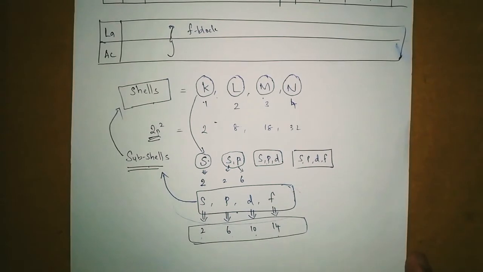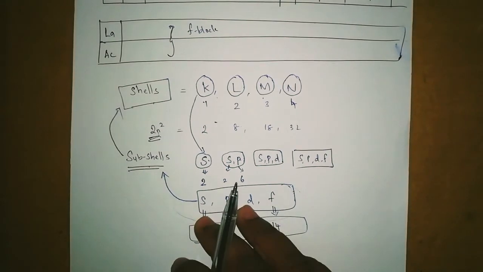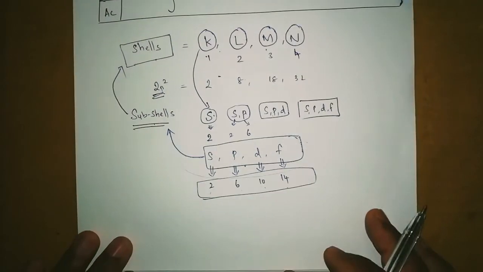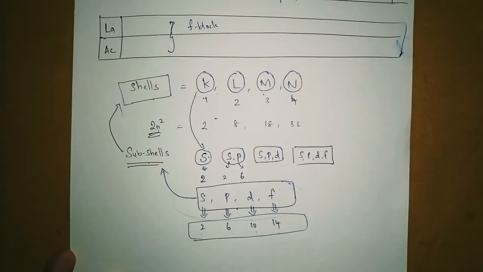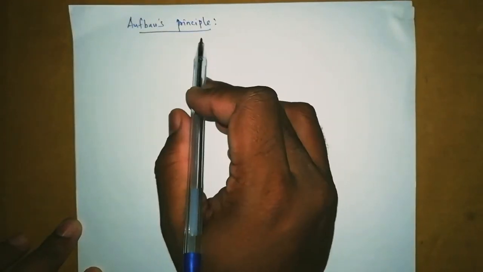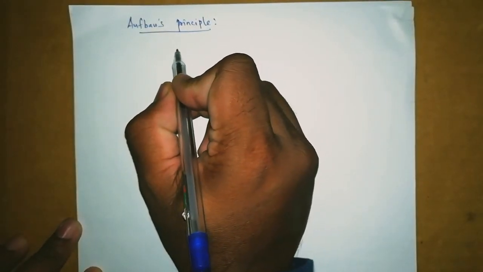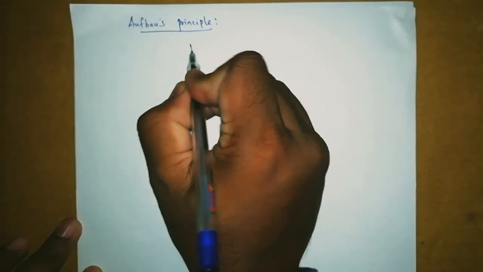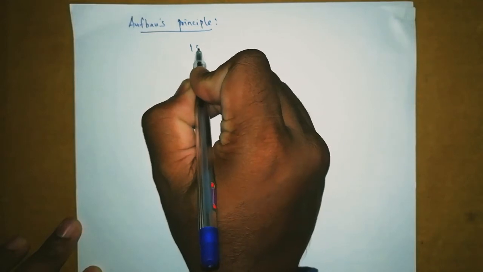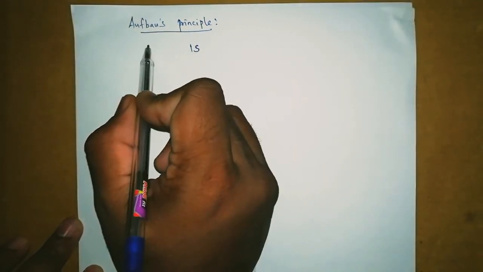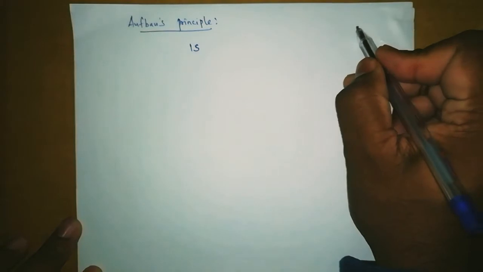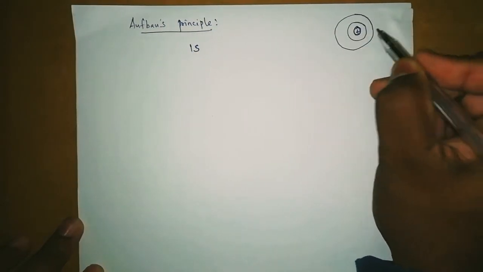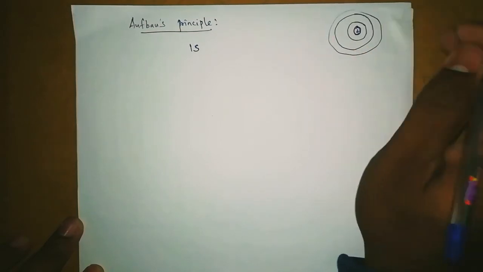How can we use this and write an electronic configuration? To write an electronic configuration, there is one simple principle. The principle name is the Aufbau principle. We can make a diagram so that it will be easy for you to understand. Think like this: this is the nucleus, this is the first shell, this is going to be the second shell, and it goes on like that in an atom.